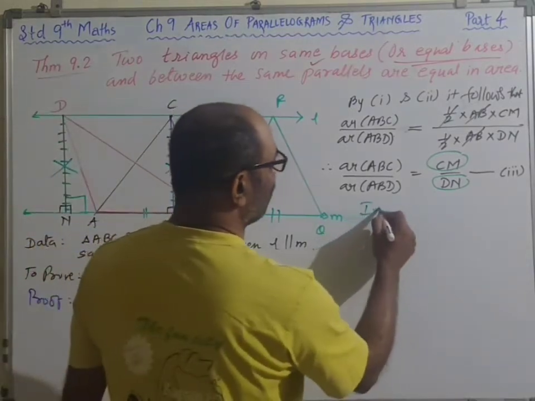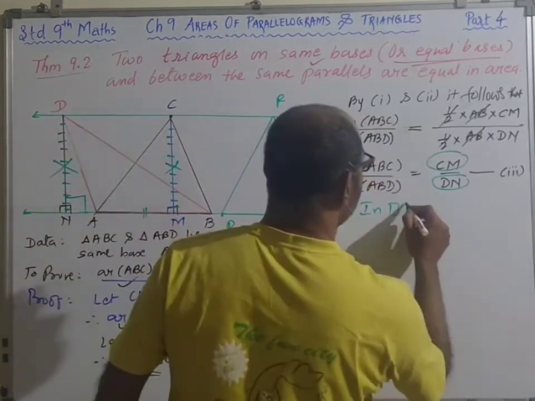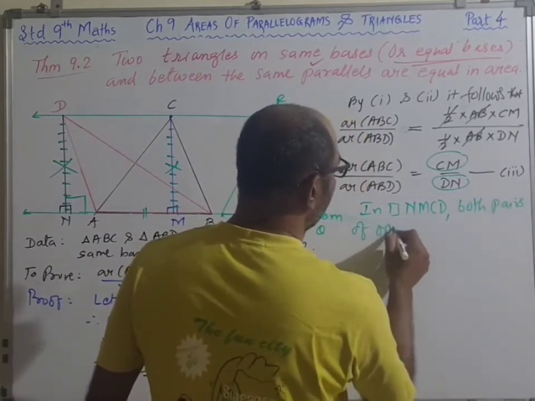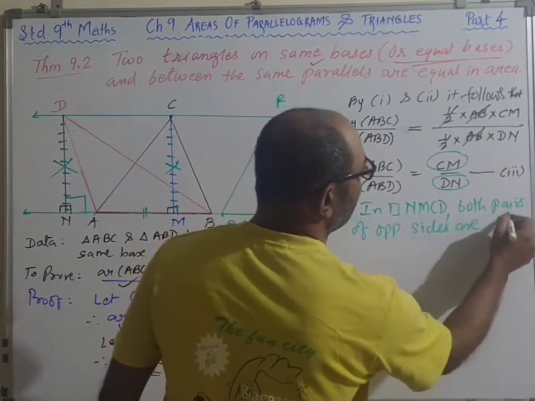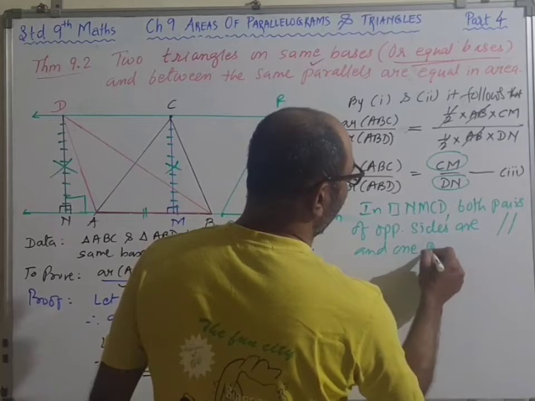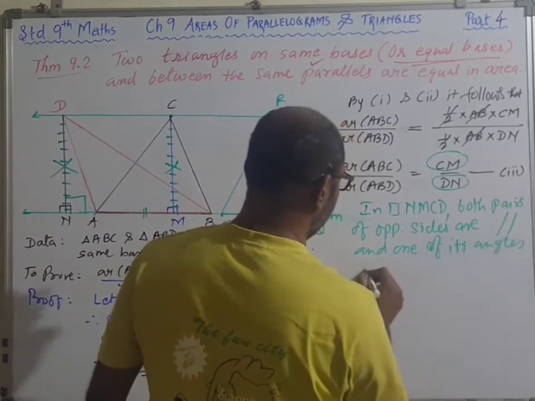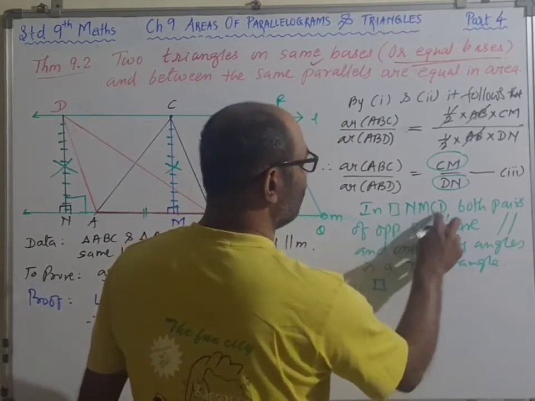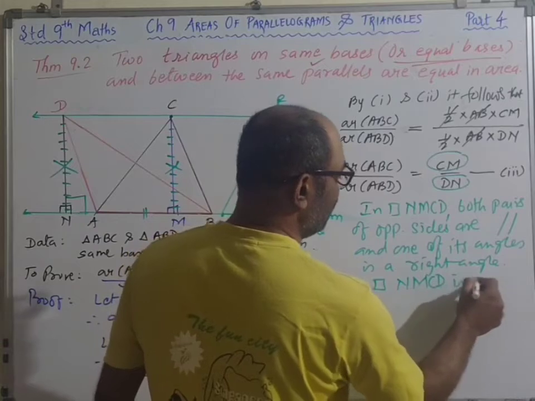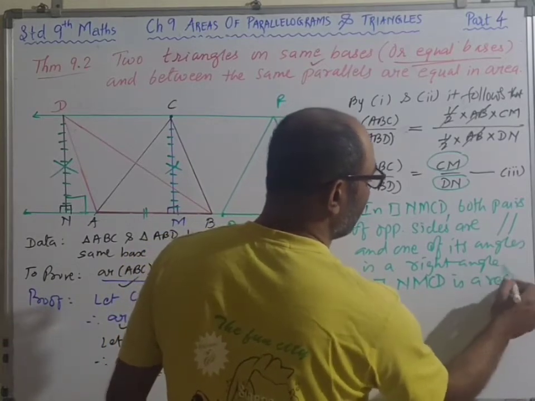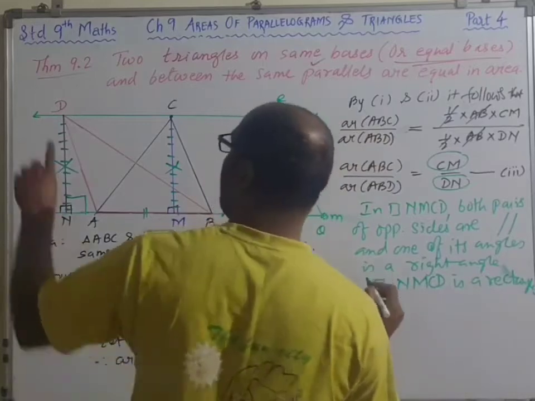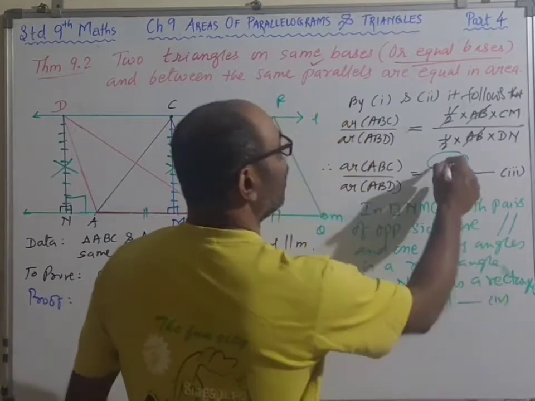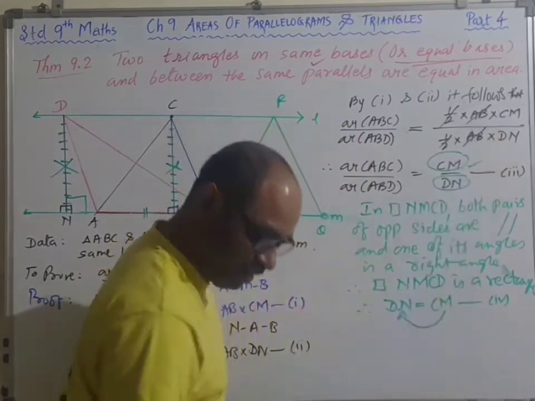So, I'll write in quadrilateral NMCD, both pairs of opposite sides are parallel and one of its angles is a right angle. Therefore, quadrilateral NMCD is a rectangle. Therefore, opposite sides DN is equal to CM. Call it result 4. Instead of CM, you write DN in result 3.